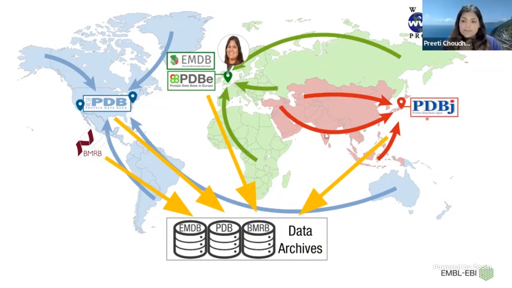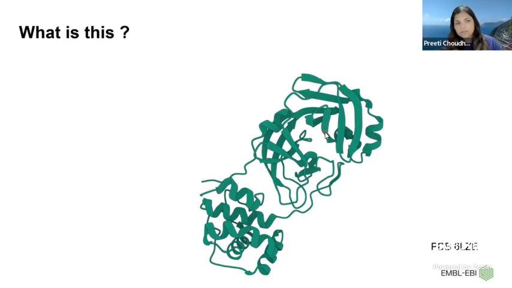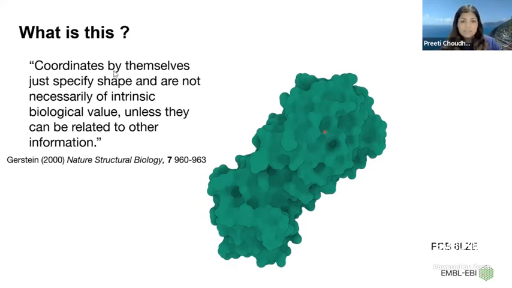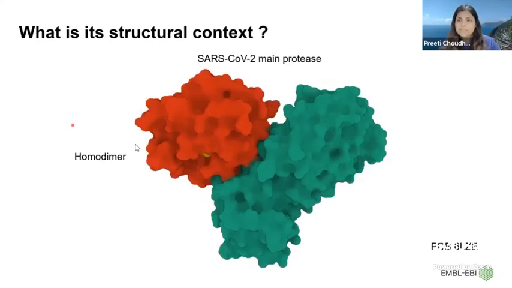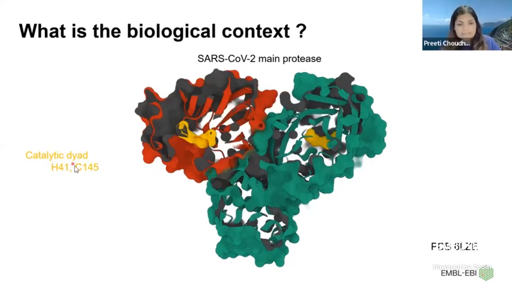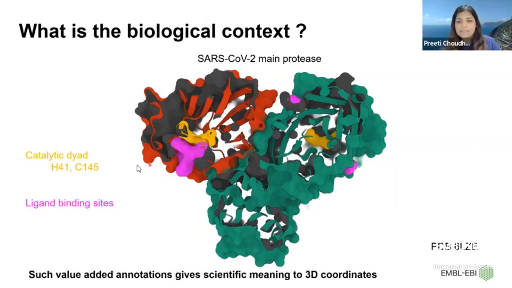Talking about atomic structures, when we look at a 3D coordinate file, we start with: what is this? 3D coordinates by themselves are just shapes and are not of any intrinsic biological value unless we add some additional information on top of it. For example, in this particular protein, you can see it's the SARS-CoV-2 main protease, and it cleaves the coronavirus polyprotein at various sites. It exists as a homodimer, as you can see. Talking more about its biological context, you can see its catalytic residues highlighted and ligand binding residues also highlighted. Such value-added annotations give scientific meaning to 3D coordinates.